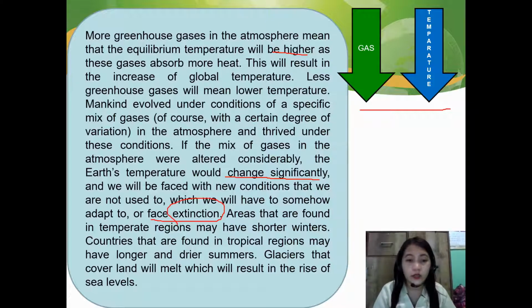Areas that are found in temperate regions may have shorter winters. Countries that are found in tropical regions may have longer and drier summers. So we in the Philippines, we are a tropical country. So possibly we can experience these longer and drier summers. Glaciers that cover land will melt, which will result in the rise of sea level. As you can see in the news, there is an increase of the sea level. That is due to the melting of the glaciers.